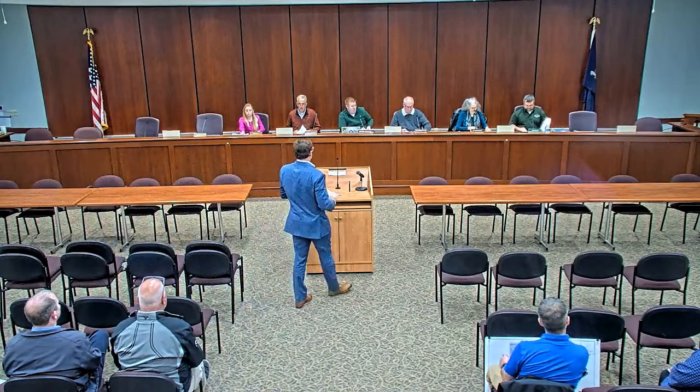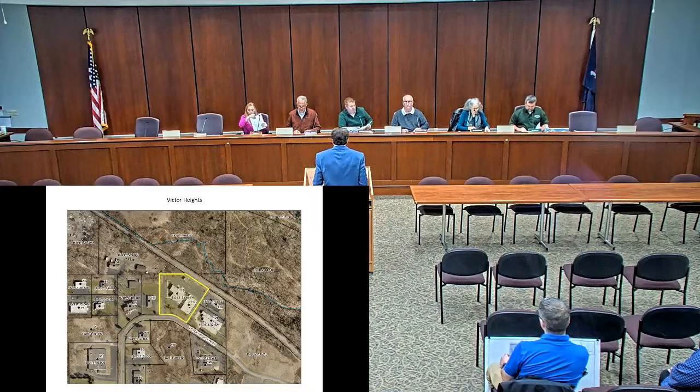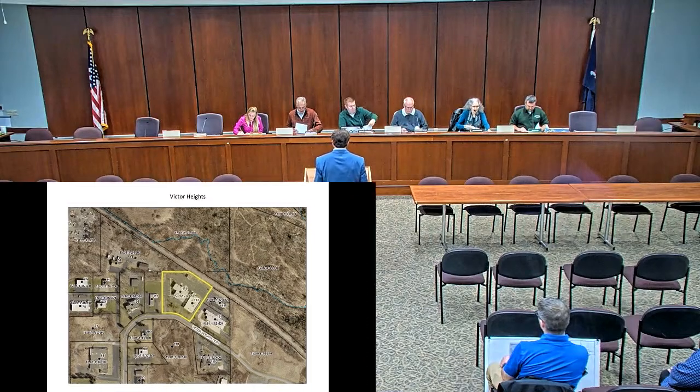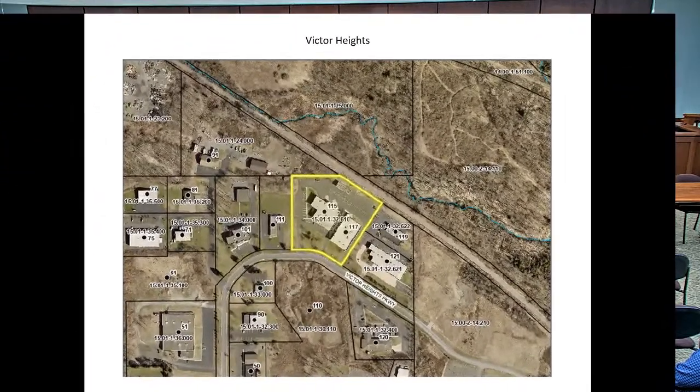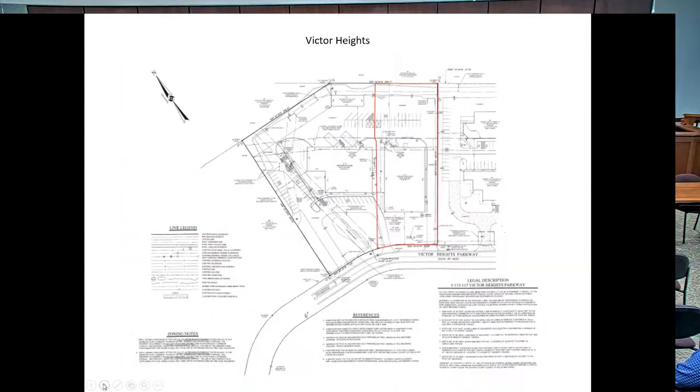Victor Heights, 115 and 117. How are you? Good, how are you? Good. So the nutshell version you have is you want to sell off 117? Yes, sir. All right, and you'd like to subdivide it, and in doing so, you would need a variance for both properties, should it all go through.